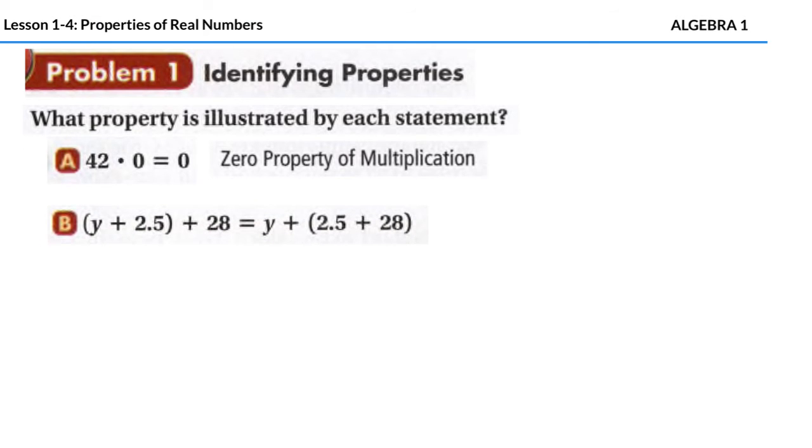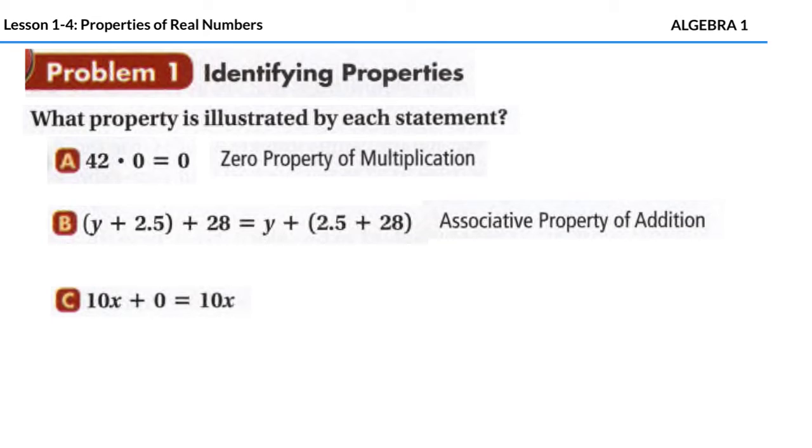y plus 2.5 plus 28 is equal to y plus 2.5 plus 28. So, we are grouping this first over here and then adding it to 28. The answer is the same as whether you group this first and then add. What property is this? Can you guess? This is the associative property of addition. Great. Let us take another one.